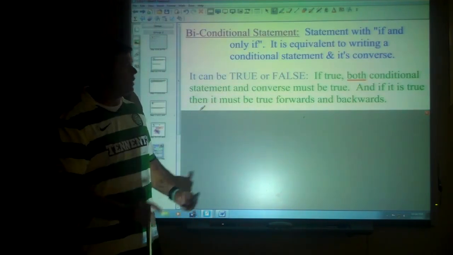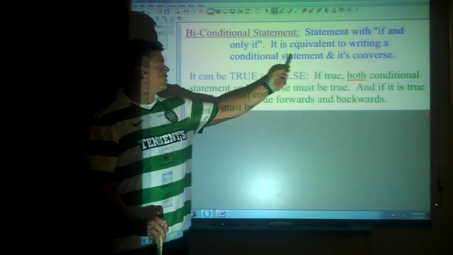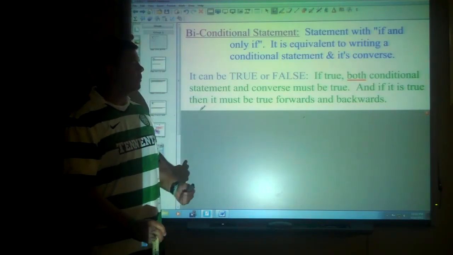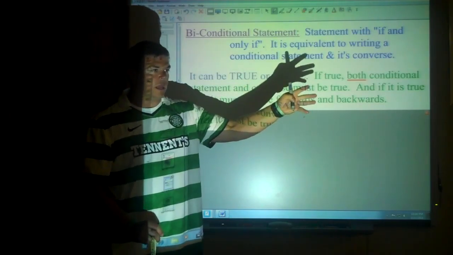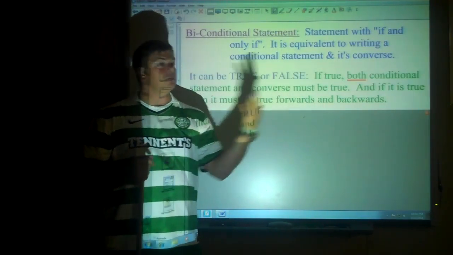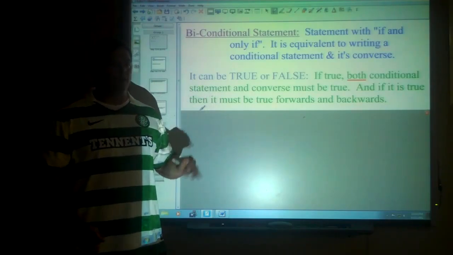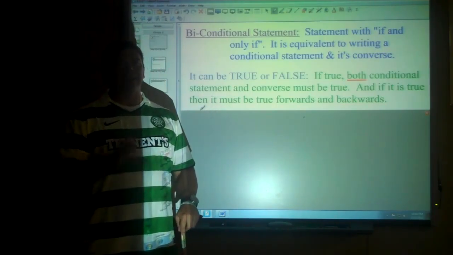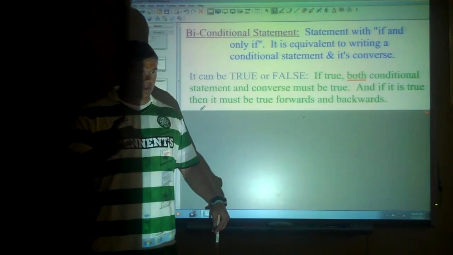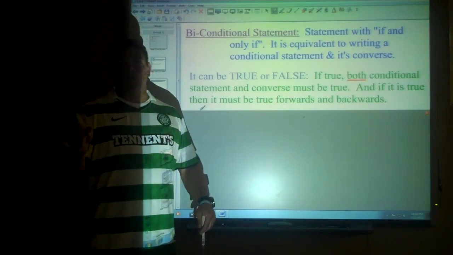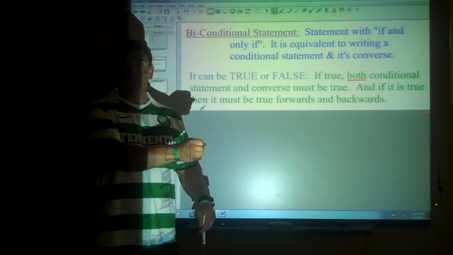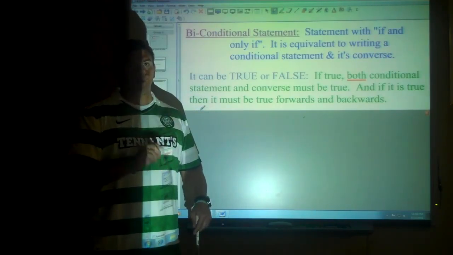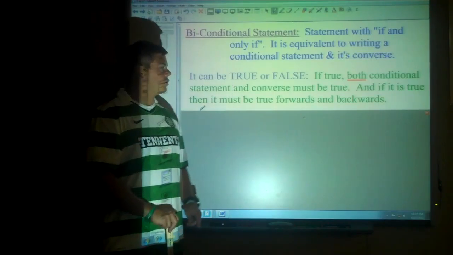But if it's going to be true, then both the conditional statement and the converse must be true. It can't just be part of it that's true. It has to be true for both, which means it has to be true forwards. And remember, the converse reverses things, so it has to be true going backwards. If it's not true forward and backward, then the biconditional statement is not true. For example, I will wear a rain jacket if and only if it is raining. So in order for that to be true, the statement, if I wear a rain jacket, then it is raining must be true. And reverse it, if it is raining, then I will wear a rain jacket. That must be true. If both of those are true, then the biconditional statement would be true.